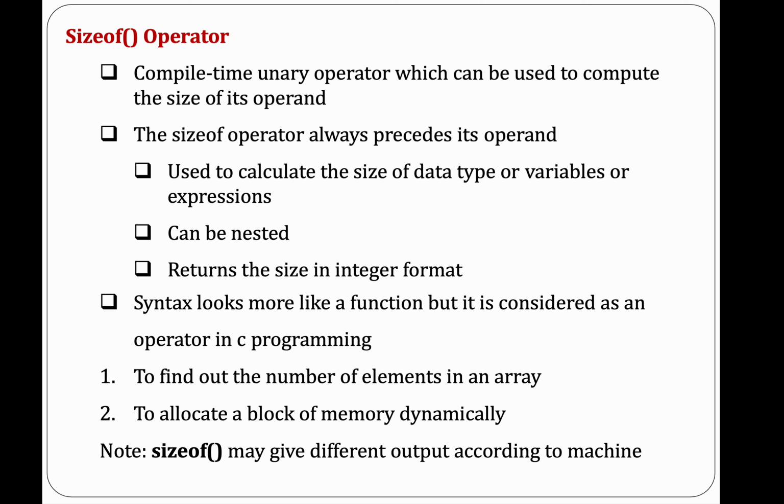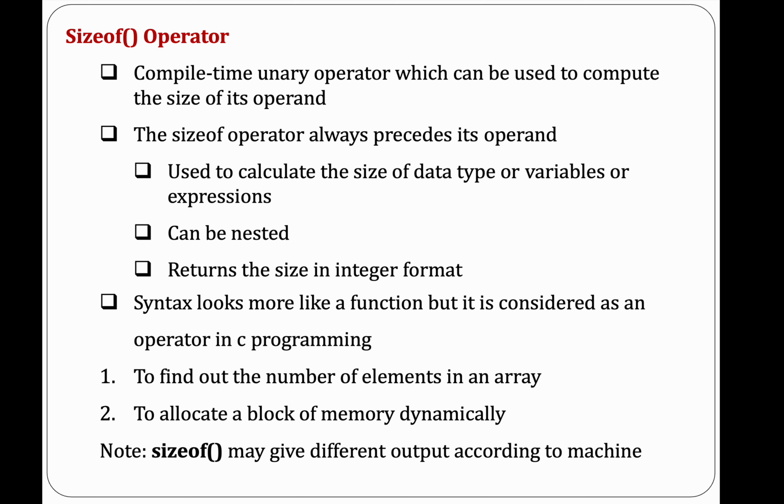This syntax looks like a function because whenever you have brackets, see here in the sizeof operator you have brackets. Normally the main function also has brackets, so the syntax looks like a function, but it is considered as an operator in C programming. We can mostly use this to find out the number of elements in an array. If you declare an array, the sizeof operator can help you find out the number of elements in the array, or we can say the size of the array.